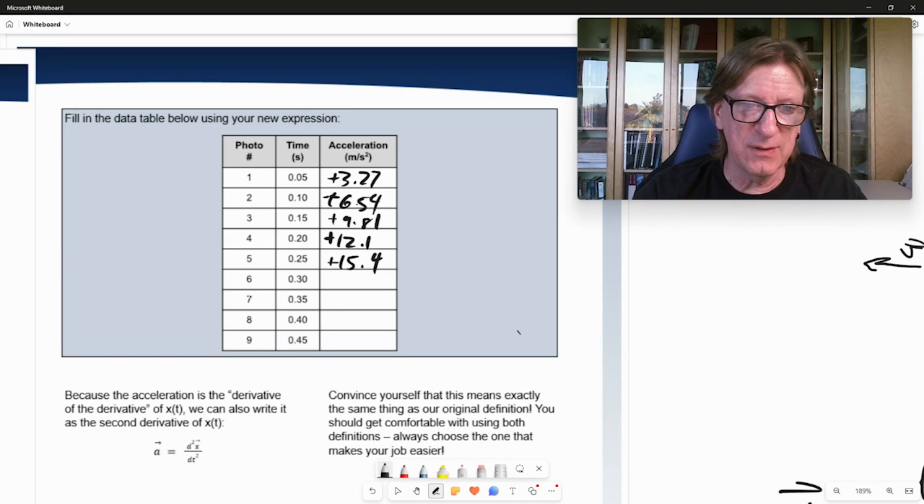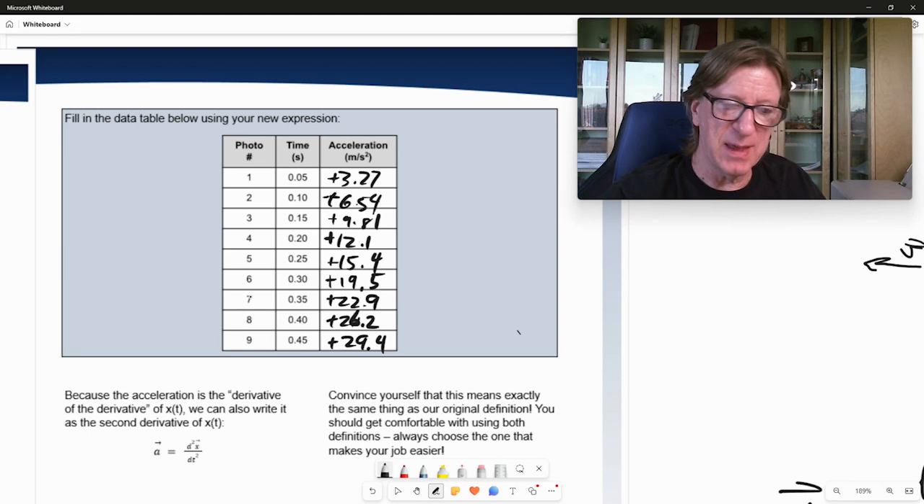And so then continuing on with photo 6, that's going to be 19.5 meters per second squared. 7 is going to be positive 22.9 meters per second squared. 8 is going to be positive 26. That's a 6, I promise. 0.2 meters per second squared. And then finally, number 9 is going to be positive 29.4 meters per second squared. See if all that matched up.